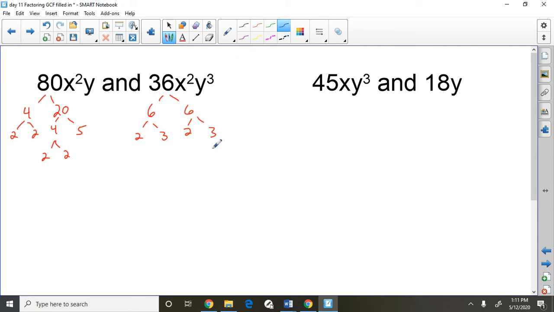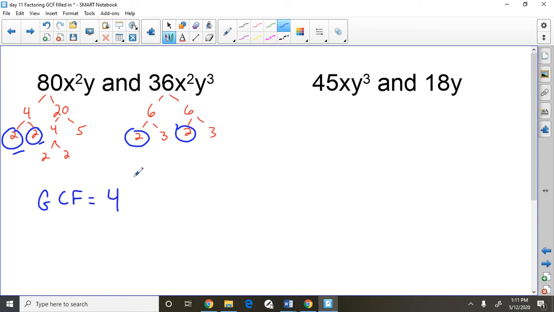Then I look for what's common in those numbers. Find the pairs that are the same. There's nothing for these 2s or 5s to match up. There's nothing for those 3s to match up with. So my GCF is 2 times 2, which is 4.